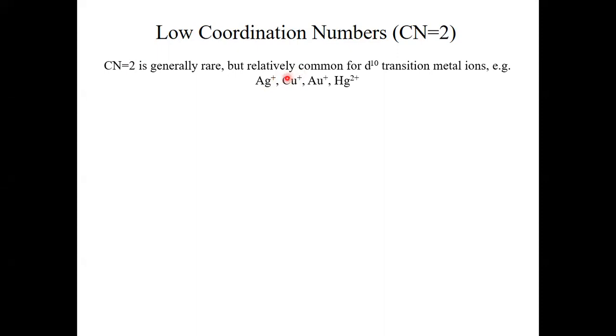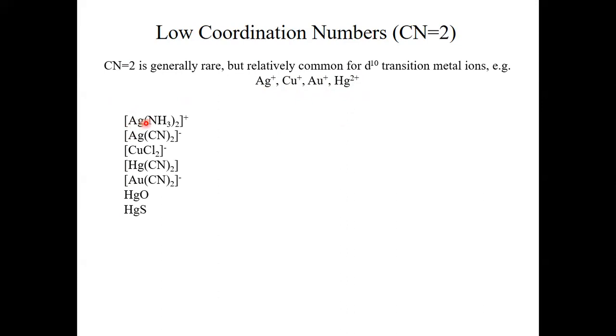The same for copper plus. So copper plus is also in the 11th group. It's located above the silver. The same is true for gold plus, which is located below the silver. Also, mercury 2 plus is an example. So mercury is in group 12. Therefore, we have to remove 2 electrons from the 12 electrons to get an ion with 10 d electrons.